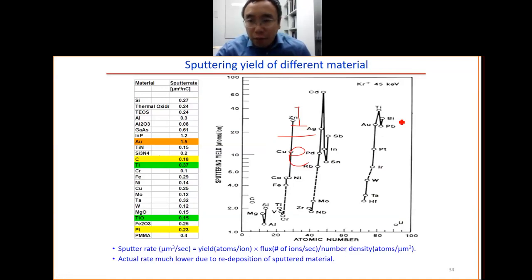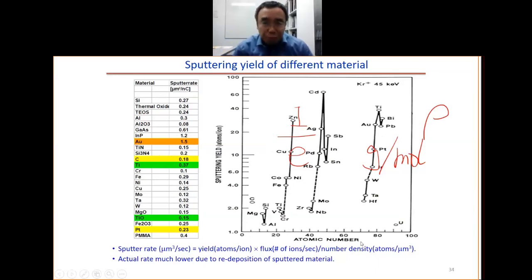For the number density, you need to know the density in kilogram per cubic meter or gram per cubic centimeter. Then you also need to know the atomic weight, like how many grams per mole. With grams per mole and grams per cubic centimeter, you can get the number density of the material. But the actual milling rate is lower than what you calculate from this formula because of redeposition. We will talk about redeposition later on. Redeposition is one of the major problems of ion beam milling.